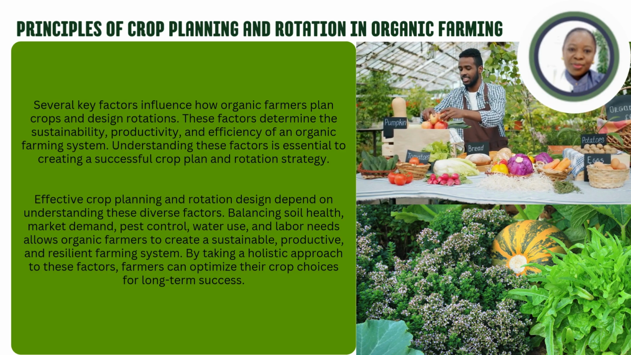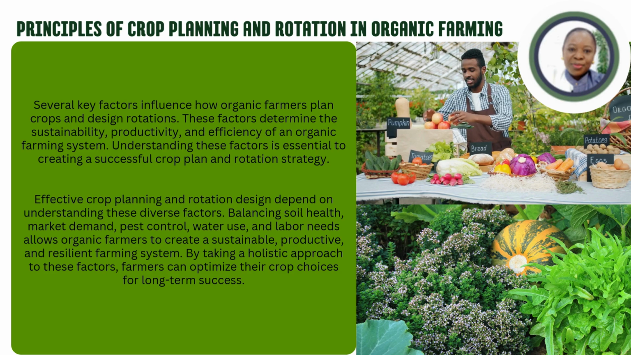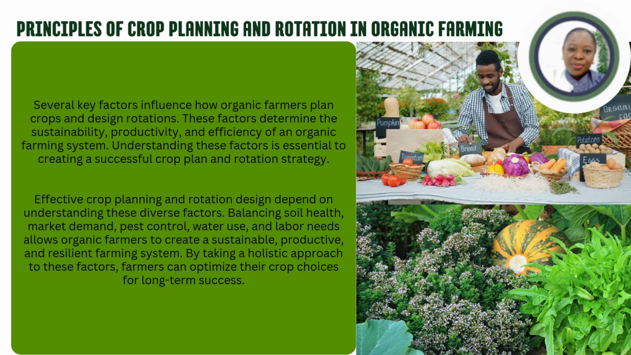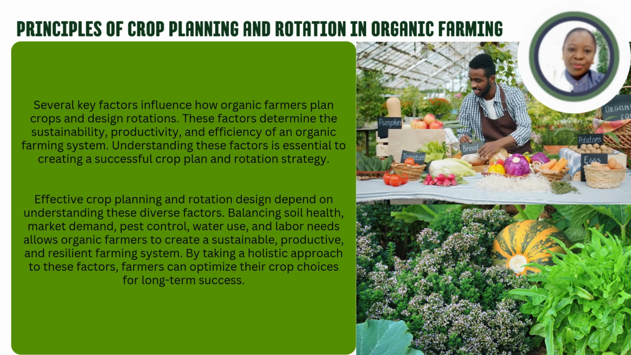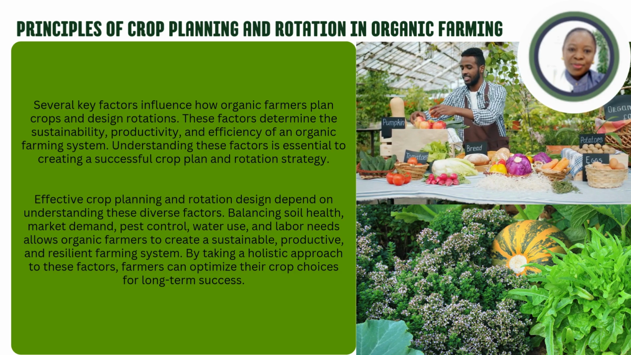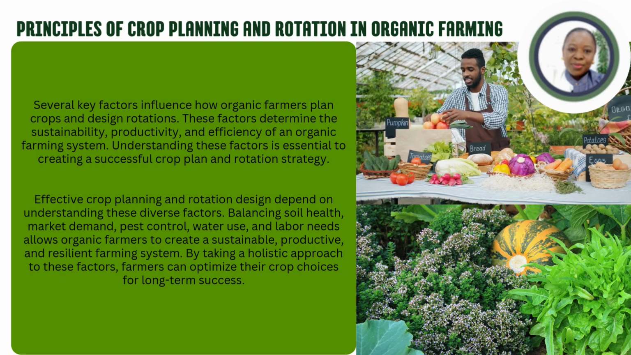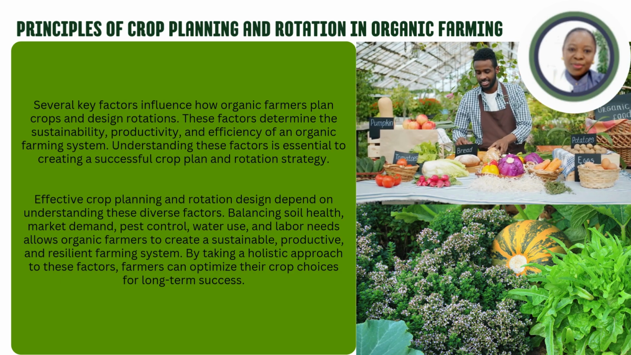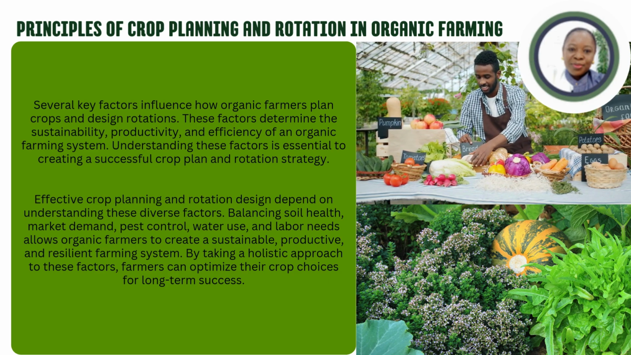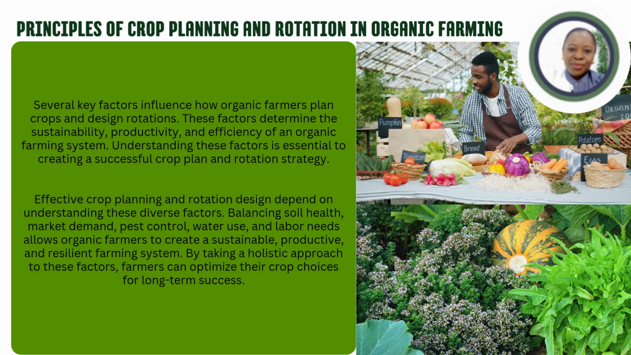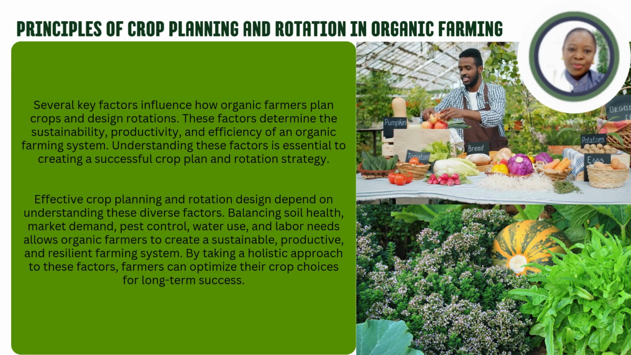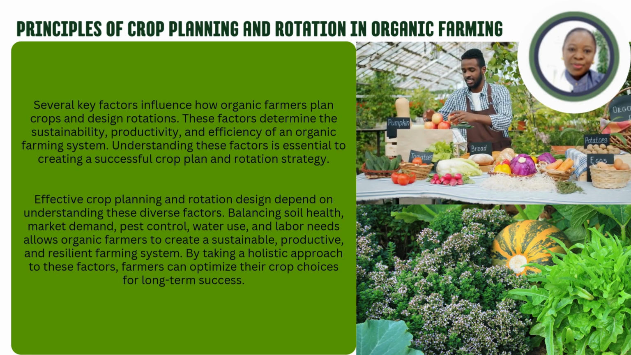Effective crop planning and rotation design depends on understanding these diverse factors. Balancing soil health, market demand, pest control, water use, and labor needs allows organic farmers to create a sustainable, productive, and resilient farming system. By taking a holistic approach to these factors, farmers can optimize their crop choices for long-term success.